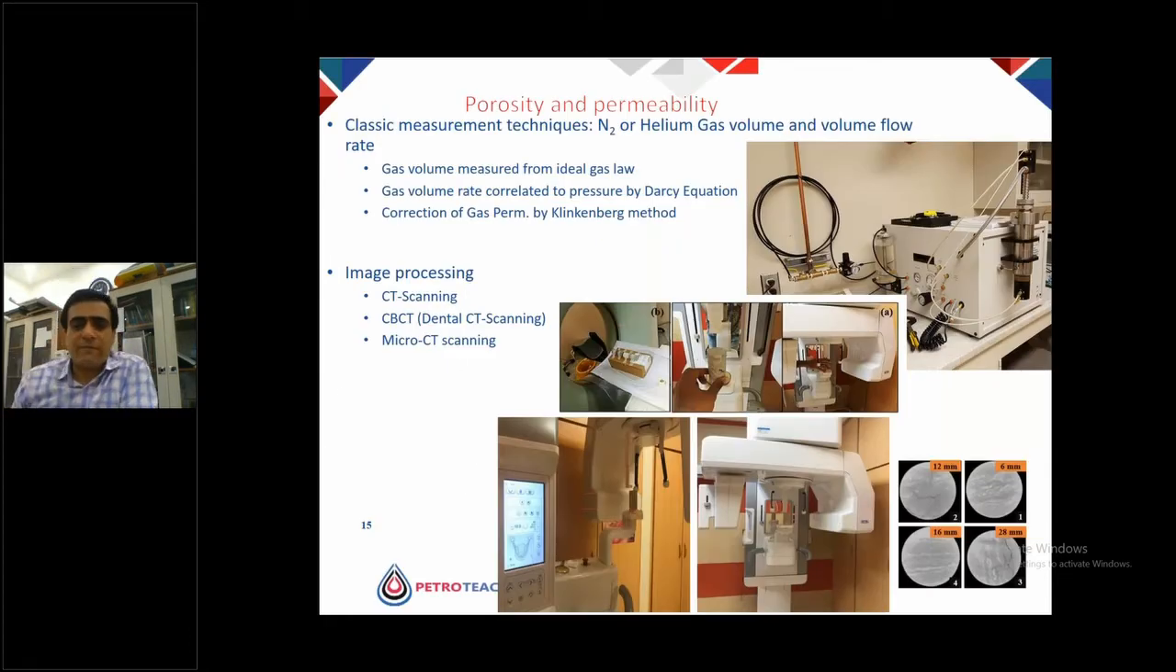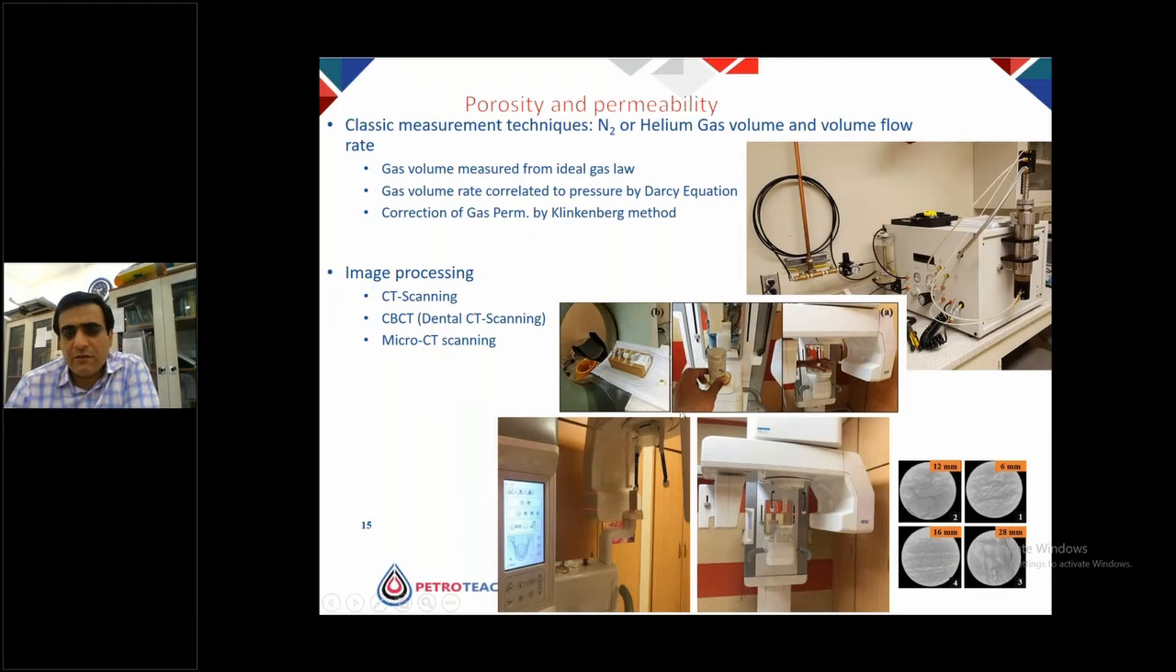Another approach for determining petrophysical properties is image processing. You are all familiar with the classic measurements, I mean nitrogen or helium gas volumetric methods for determining porosity and permeability. The novel image processing covers CT scanning or CBCT, I mean dental CT scanning, or micro CT scanning. As you can see in these figures, some of the devices have been used during the past 15 years to apply the image processing technique for determining the porosity and then the permeability.